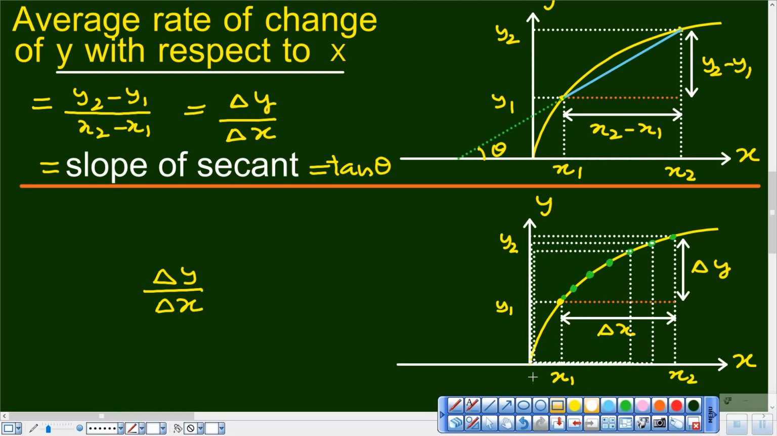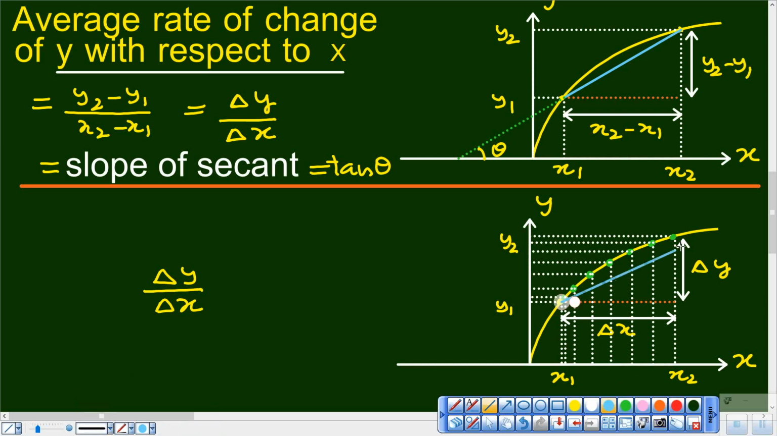Can you see that as the point x2, y2 moves closer to x1, y1, my delta x and delta y both will decrease? What is happening to the secant in the process? Can you see that the secant, which was initially here, is now rotating? It is finding this position, then this position, and then this position, and likewise.